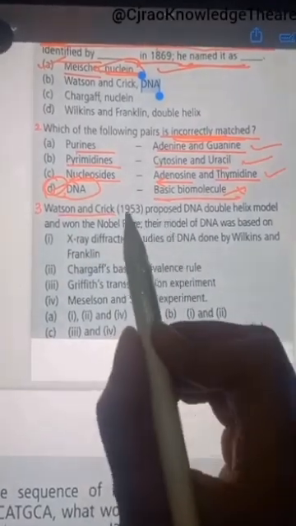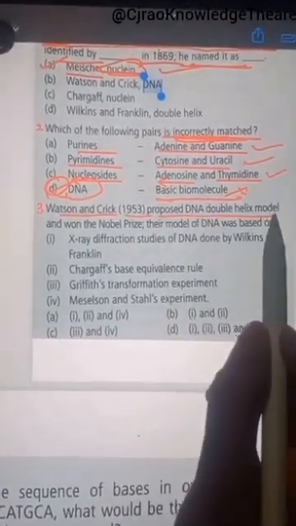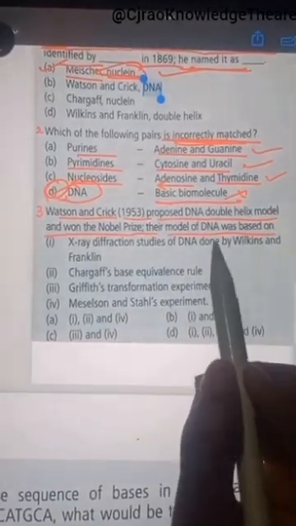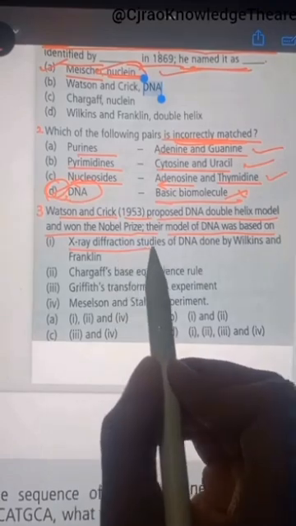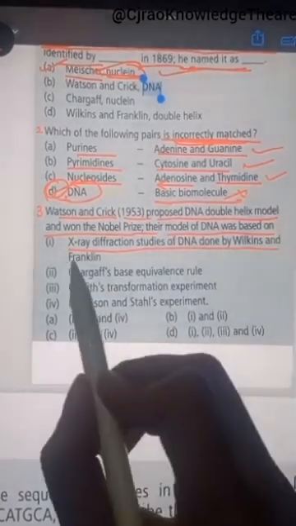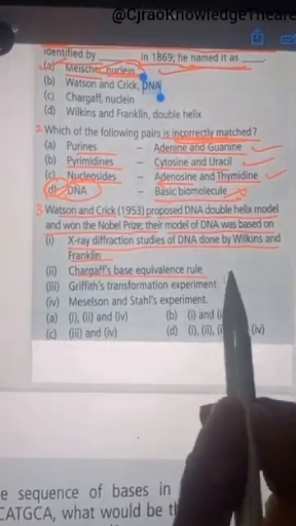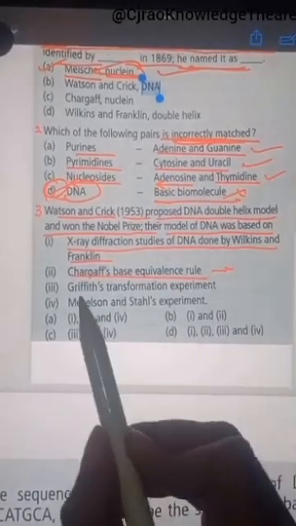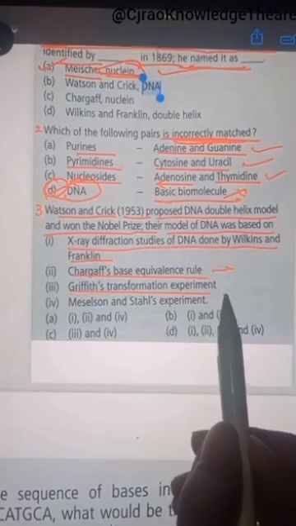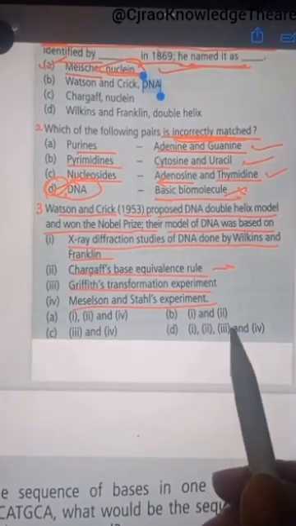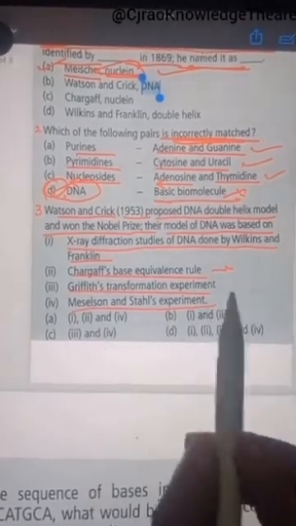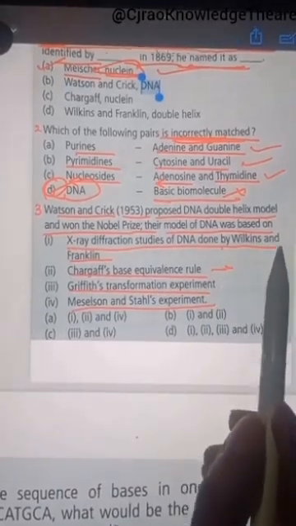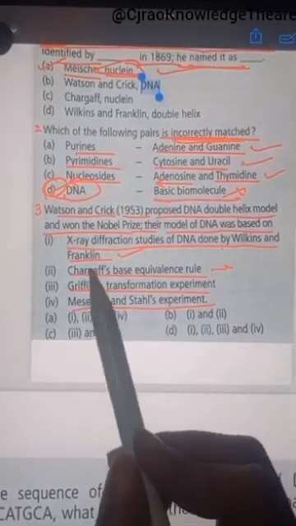Watson and Crick in 1953 proposed the DNA double helix model and won the Nobel Prize. Their model of DNA was based on: first option, X-ray diffraction studies of DNA by Wilkins and Franklin; Chargaff base equivalence rule, that is Chargaff's rule, I have told you; Griffith transformation experiment; Meselson and Stahl's experiment. Here, X-ray diffraction studies of DNA by Wilkins and Franklin, that is correct.